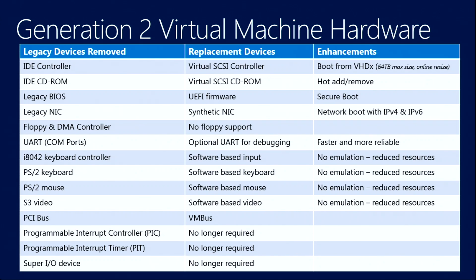The only features that are unique to a Generation 2 virtual machine are you can boot off of a SCSI controller and you can boot off of a virtual network adapter. You don't need a legacy network adapter, and you have secure boot. That's it, those three. So please, let's be crystal clear on that.